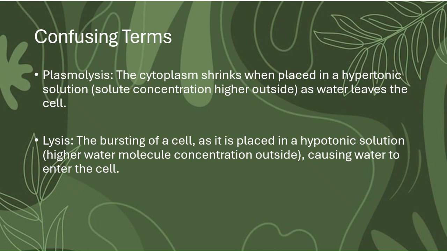So plasmolysis is when the cytoplasm shrinks when placed in a hypertonic solution. The solute concentration in a hypertonic solution is higher outside. So in this case, the water leaves the cell. And lysis is the bursting of a cell. It bursts because it is placed in a hypotonic solution. This is when higher water molecule concentration is outside the cell. So this causes water to enter the cell, and because too much water enters, the cell can't handle it and it bursts. So that's the difference between plasmolysis and lysis.